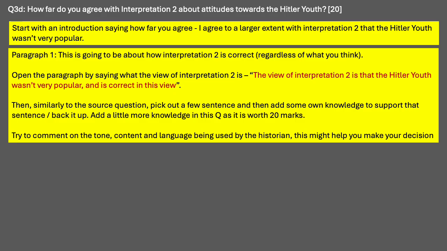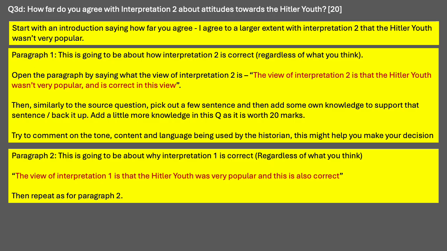The script is there. So open the paragraph by saying the view of interpretation 2 is the Hitler Youth wasn't very popular and is correct. Make sure you put that bit in, and is correct. And then similarly to the source question, you pick out a couple of sentences, at least 2, and back that up with some knowledge that you've got as well about why the Hitler Youth was bad. If you can get a bit of tone in there, do it there. Otherwise, just wait till the introduction, the conclusion, and then repeat for paragraph 2.